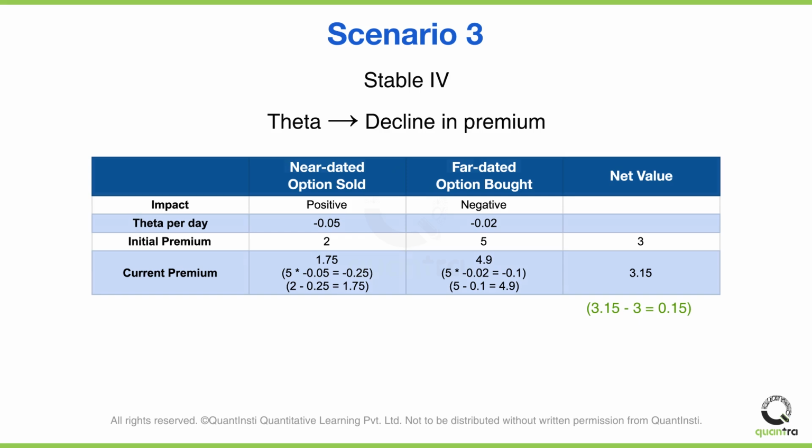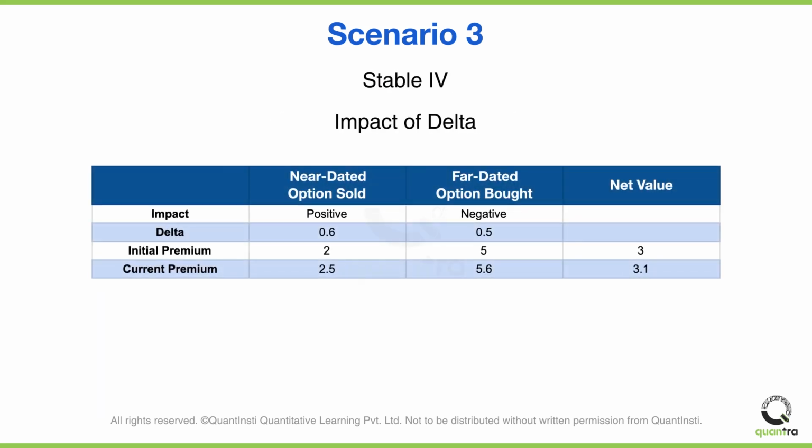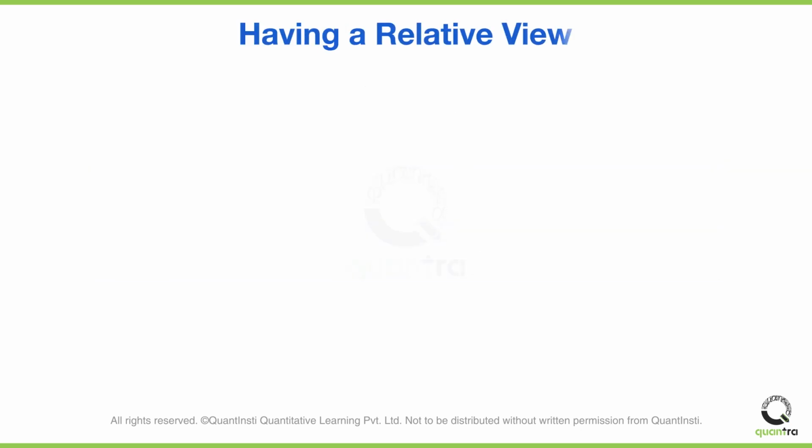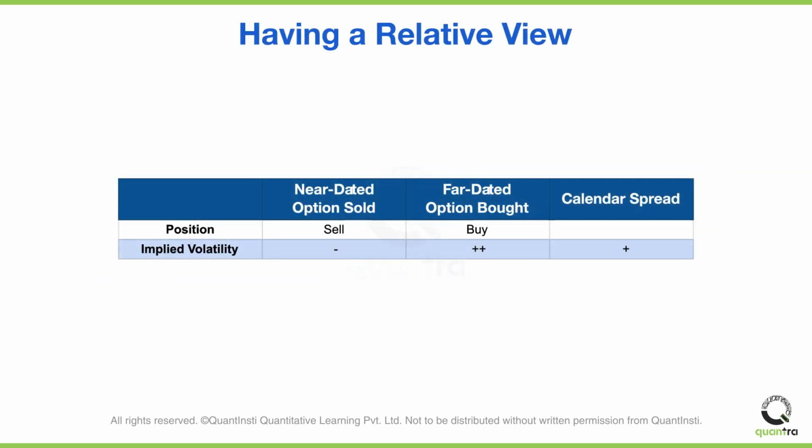Besides theta, other Greeks like delta may also affect the long calendar spread. But again, it wouldn't be too significant. For example, if the delta of the far-dated option is 0.6 and the near-dated option is 0.5, a $1 increase in the underlying price would increase the far-dated option premium by 60 cents and the near-dated option premium by 50 cents. The overall impact on the spread is minimal. In this strategy, we are essentially exploiting the volatility by taking a relative view of two options contracts at two different expirations.